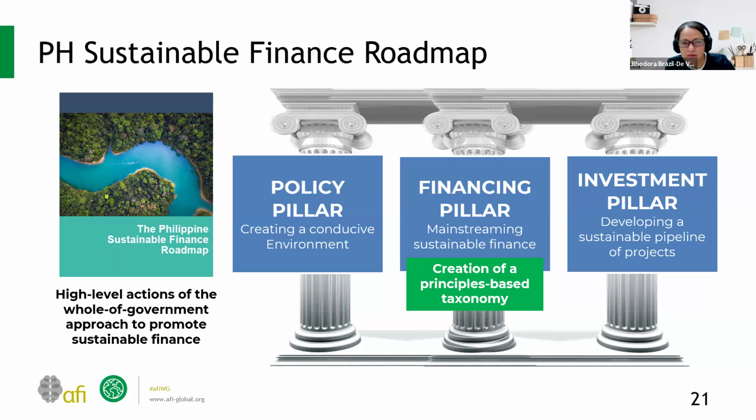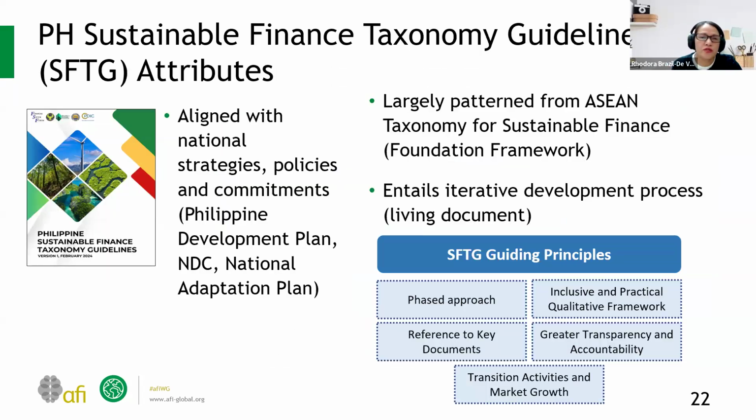Next slide, please. Okay. So the taxonomy guidelines is not a standalone document. It works with other national strategy documents such as the Philippine Development Plan, the Nationally Determined Contribution, and the National Adaptation Plan of the Philippines. So the taxonomy guidelines is largely patterned after the ASEAN taxonomy for sustainable finance, particularly the foundation framework.